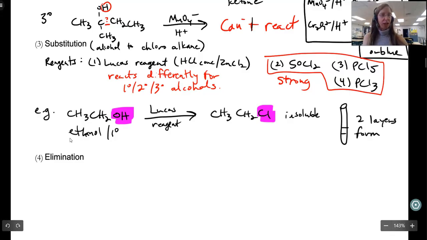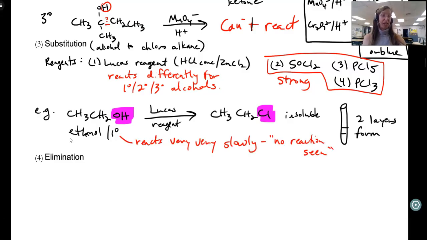Now I said they react differently. How do they react differently? A primary alcohol actually reacts really poorly. So normally we say no reaction is seen for a primary alcohol because it's so slow. We'd have to wait maybe 1 hour or 2 hours.